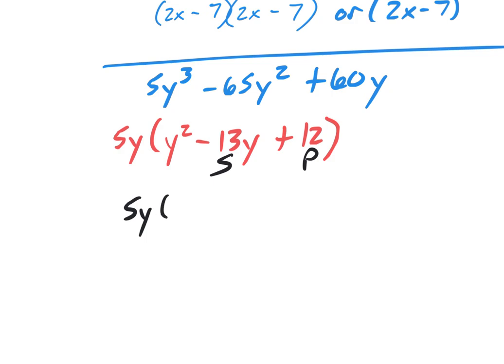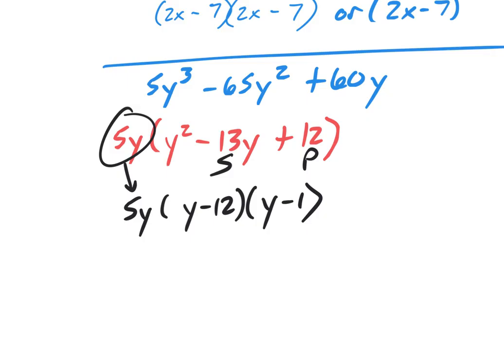Now, the first thing you got to remember is this 5y has to come down here. It's part of my factor, right? So 5y comes here, and then y minus 12, y minus 1. Okay? Remember that these two can be interchangeable. It doesn't matter if you write y minus 12 first or y minus 1 first. Those two are interchangeable. The GCF should always be listed first because we already took that out at the beginning. But don't forget to include that as part of your answer.